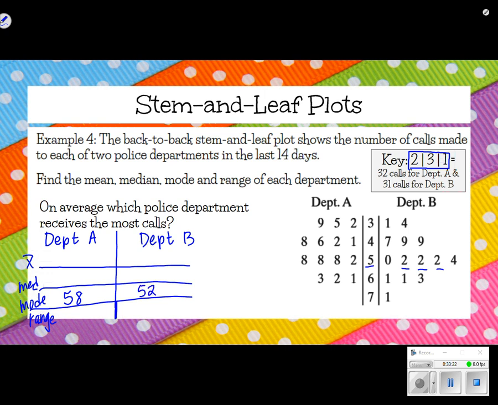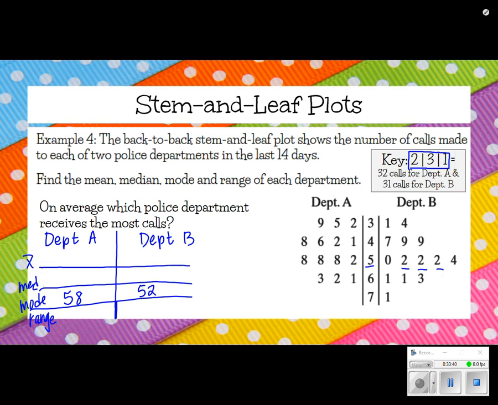Now, the mode doesn't necessarily mean that Department A automatically wins by getting the most calls. We're going to look at the mean and the median as well to figure out, on average, what is the center of that data. All right, the range is going to tell us how far that data is spread out.